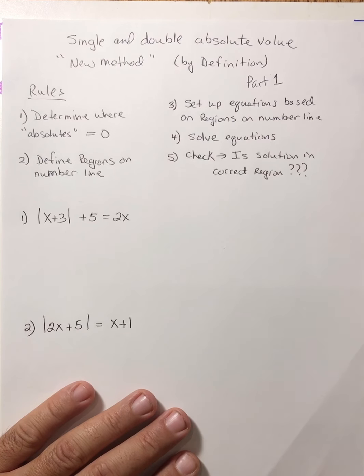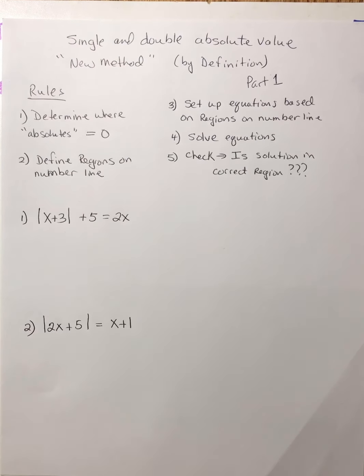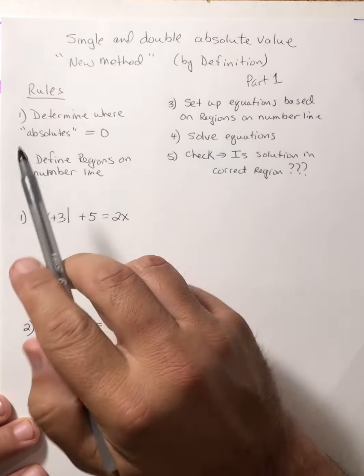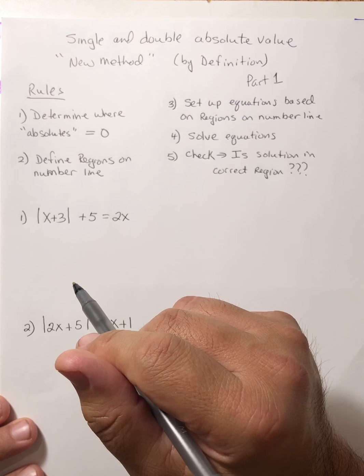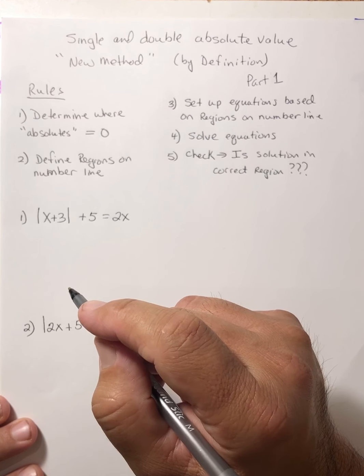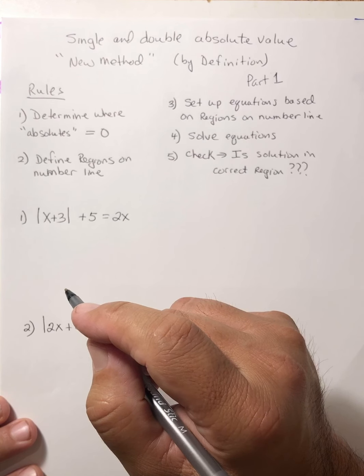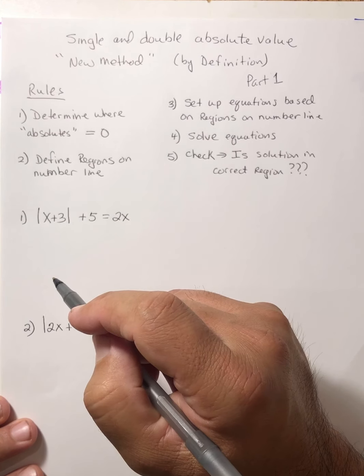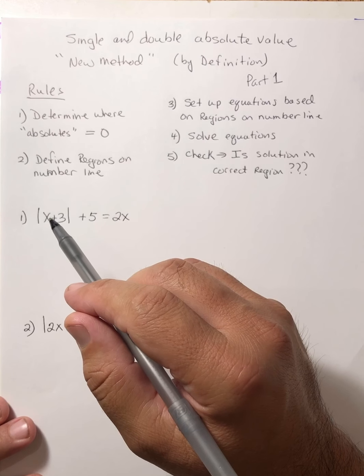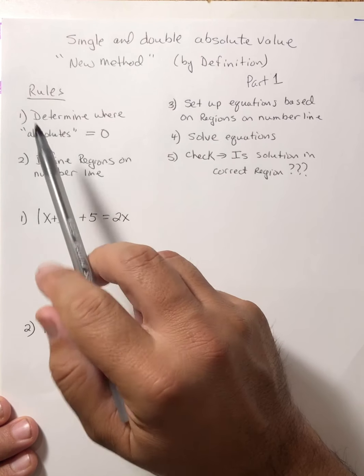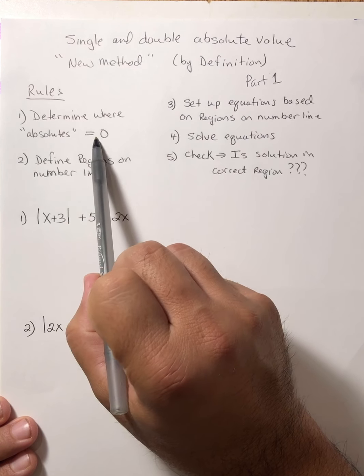This is going to be a long video, so I'm going to make it into two parts. Okay, so part one. So first of all, rules. By the definition, remember, the definition of absolute value is the distance from zero. How far are we from zero on the number line? With that said, we're going to set up regions based on where those absolute values are equal to zero. So we're going to determine where the absolutes are equal to zero.